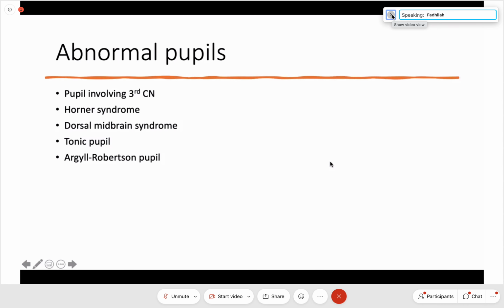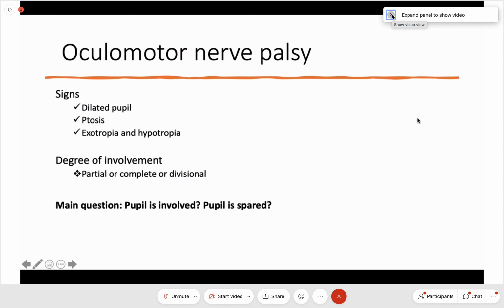Now let's move on to the abnormal pupils. All right, disease-specific abnormal pupils. Right, oculomotor nerve palsy or third nerve palsy, what you see is the pupil will be dilated, they will have ptosis, and the eye is down and out, right? So the degree of the involvement depends on how much the nerve is affected. It can be partial, it can be complete, it can even be divisional. You remember there are two divisions of the third nerve, right? But the main question when you see a third nerve palsy is, of course, whether the pupil is involved or the pupil is spared.